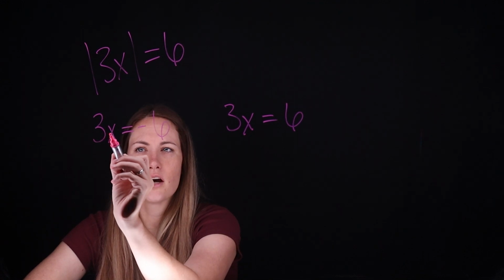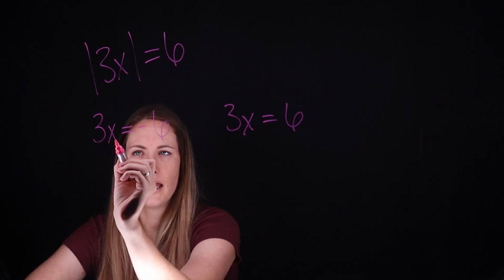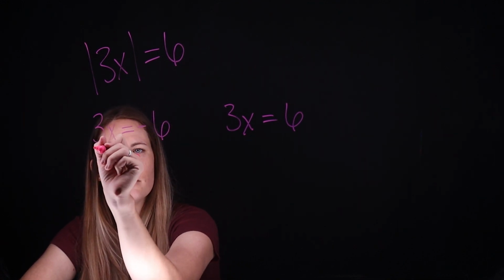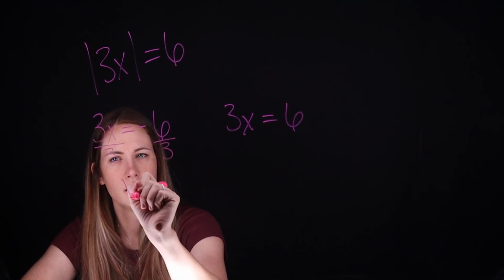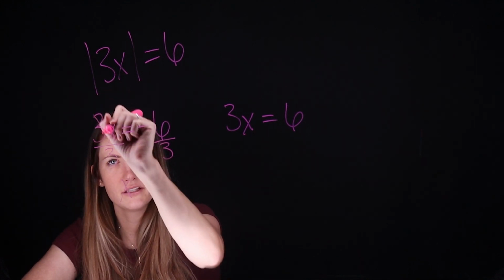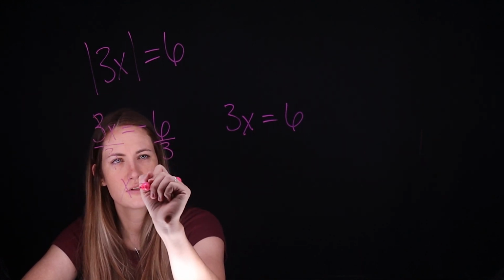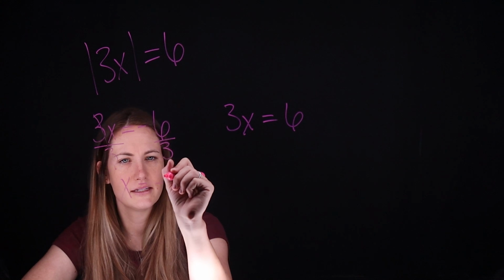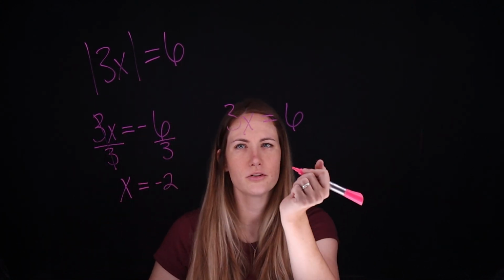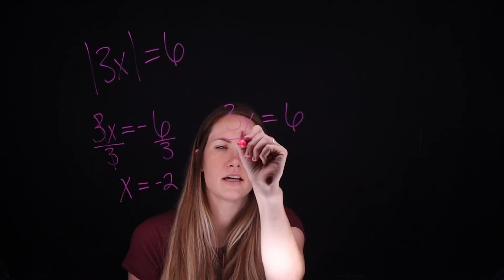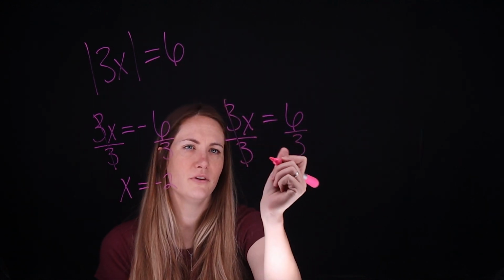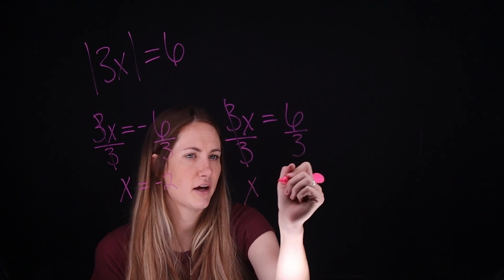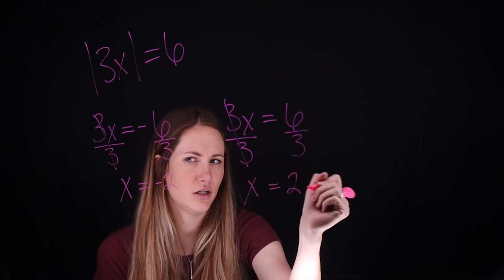Here, if there's not a sign and 3 is touching x, this is multiplication, so the opposite of multiplying is dividing. So we're going to divide by 3. And then anything divided by itself is 1. So x equals -6 divided by 3, which is -2. Scoot over so y'all can see that better. Same thing here. We're dividing by 3 because the opposite of multiplication is division. And then 6 divided by 3 is 2.